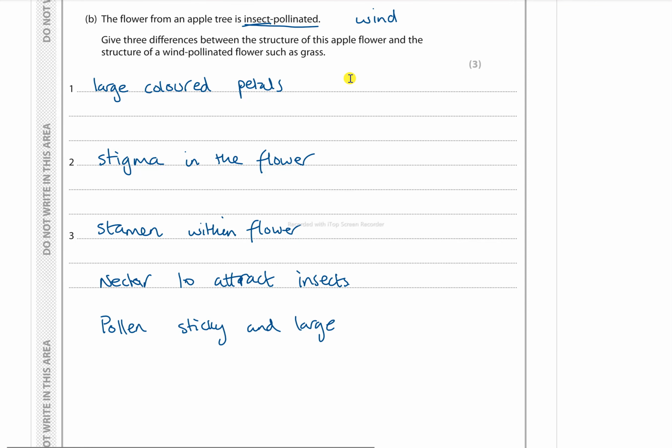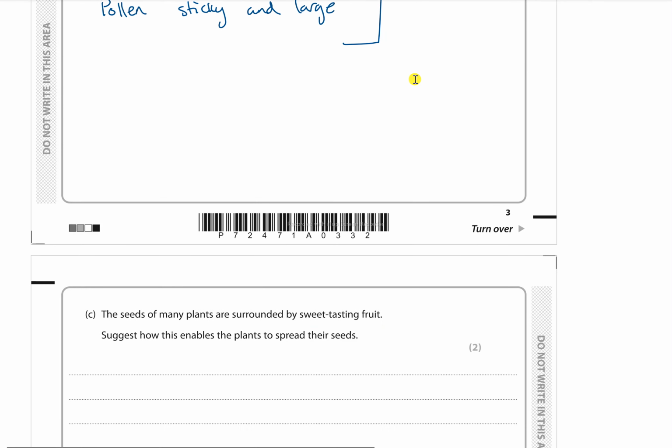Right, so this is a good thing to remember actually. What are the differences between wind and insect pollinated? Right, let's move on.